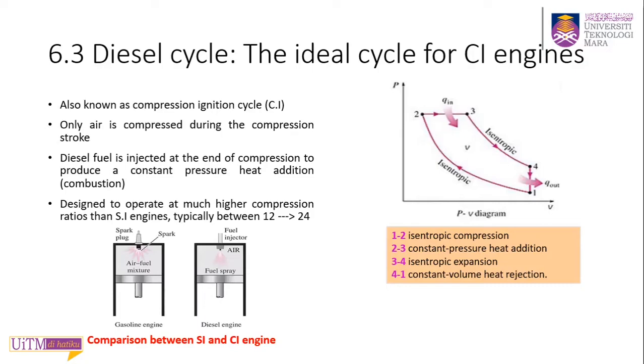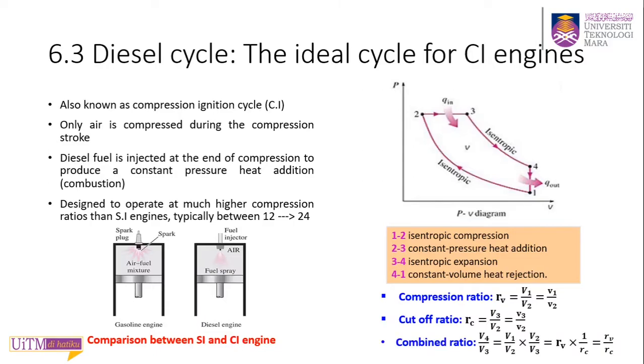Now, for a diesel cycle, there are 3 types of volume ratios involved. The first one is the compression ratio, V1 over V2. The second one is the cut-off ratio, which is V3 over V2. And finally, the third one is the expansion ratio, V4 over V3.